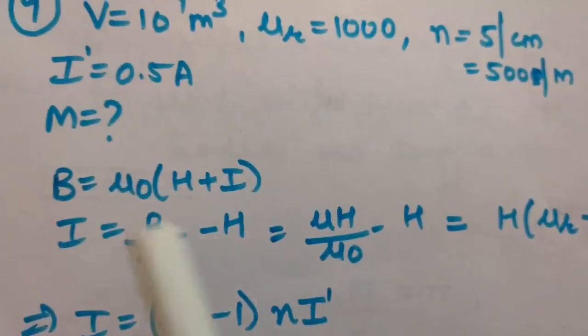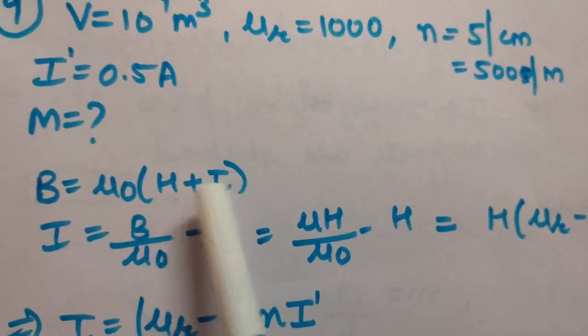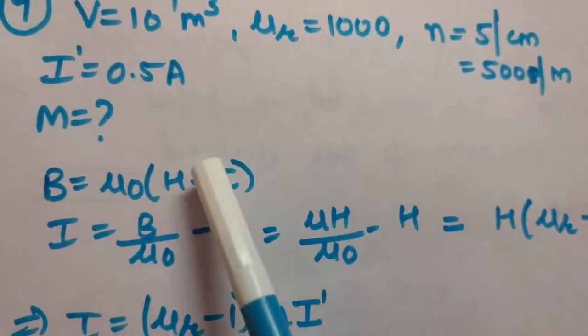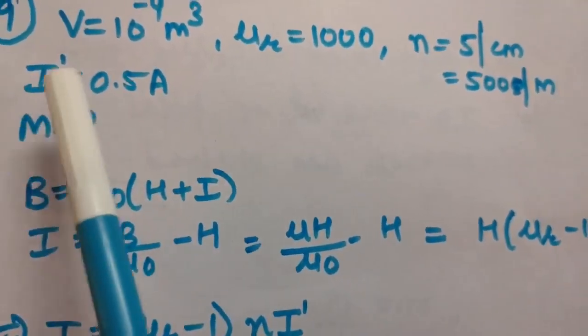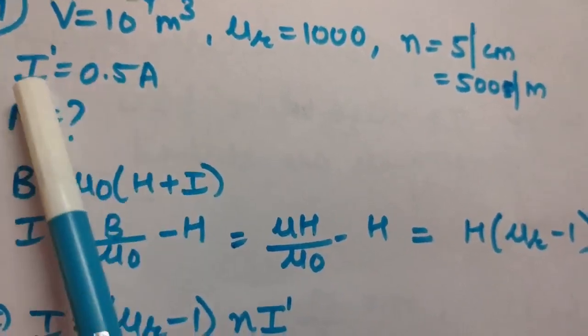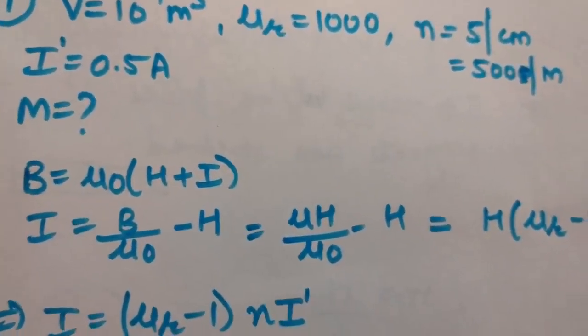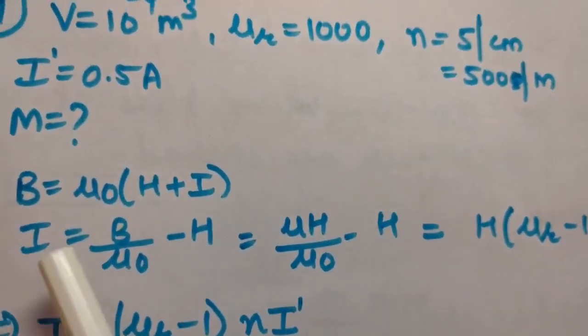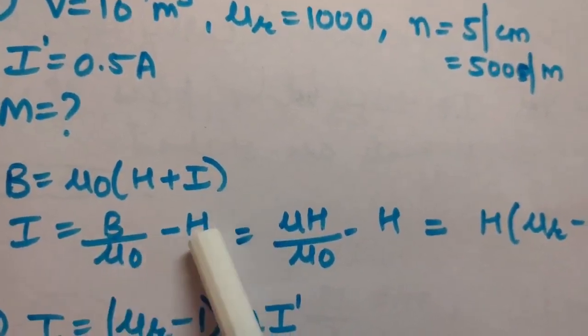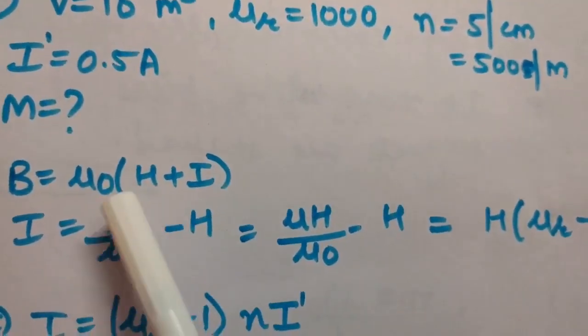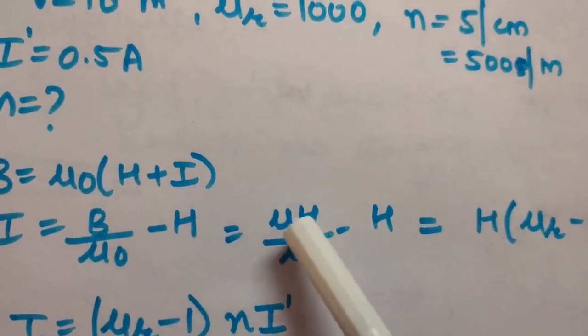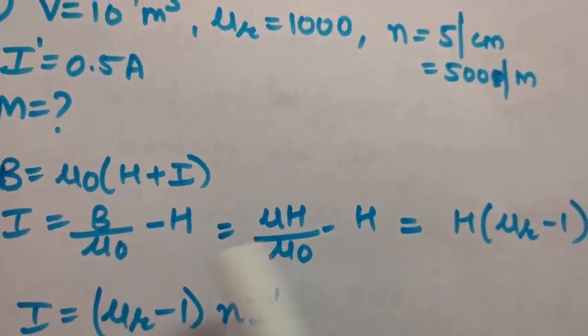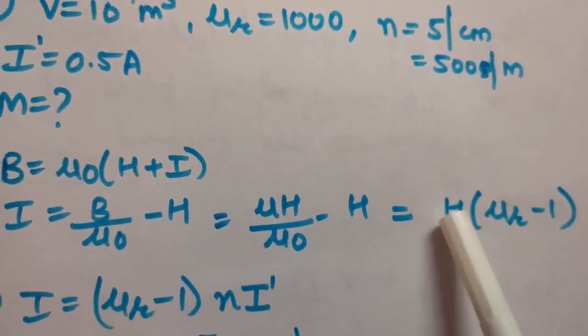As you know, B is equal to mu naught into H plus I. Remember here I is magnetization and this I dash is current. Therefore I am denoting this current by I dash, and I is your intensity of magnetization. So I will come to be B upon mu naught minus H from this formula. Now you know B is mu H and mu upon mu naught is mu R. So this will become mu R minus 1 into H.